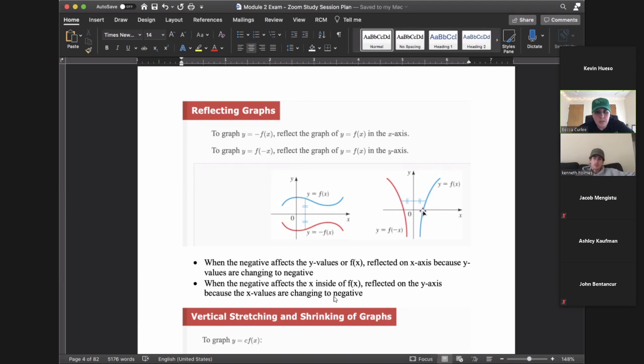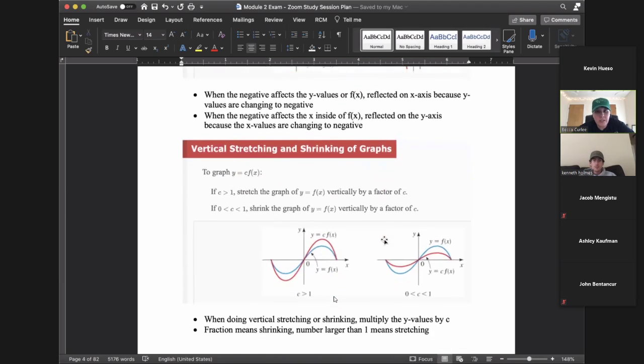Same thing here: when the negative affects the x inside of f of x, you're affecting all the x values. That's why it's reflected on the y-axis. Say the x value was 1 and you're changing it to negative 1. Then over here you would have your f of negative x.